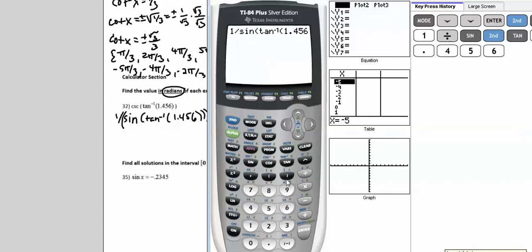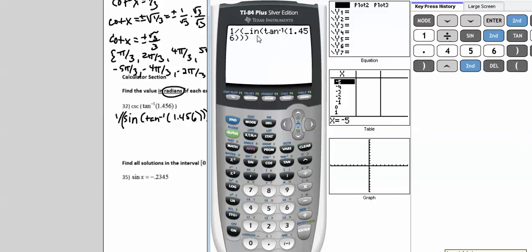1.456 and close, close, close. Actually, did I have 3 opens? Oh, I never put one up here. You know what? I'll close it and I'll go back up here and do second, insert, and there.